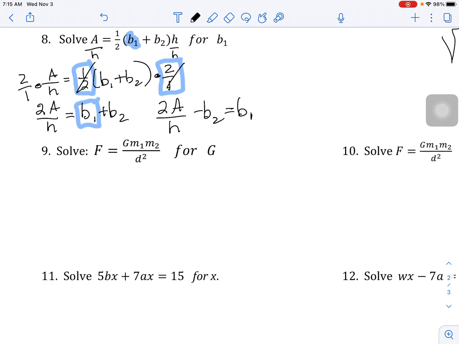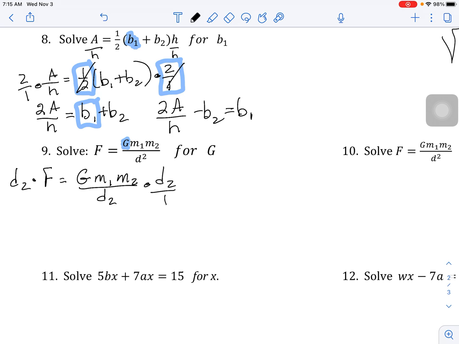Number 9, solve for g, right? So look where g is. All right, well, the first thing I'm going to do is rewrite it so that I can work with it. So F equals G m1 m2 over d2. So the first thing I'm going to do is multiply both sides by d2.